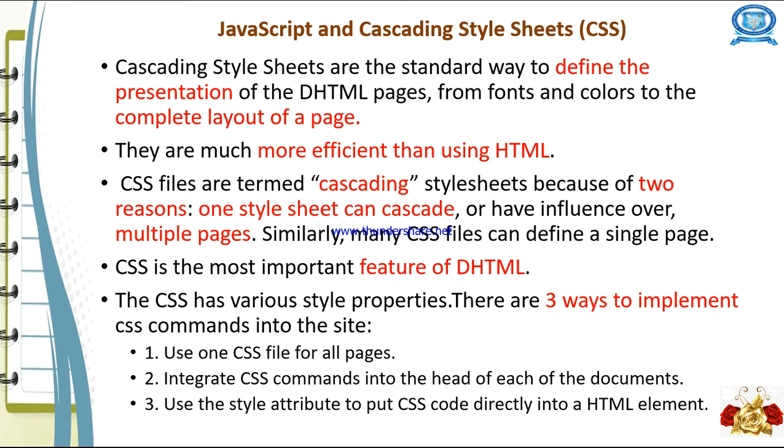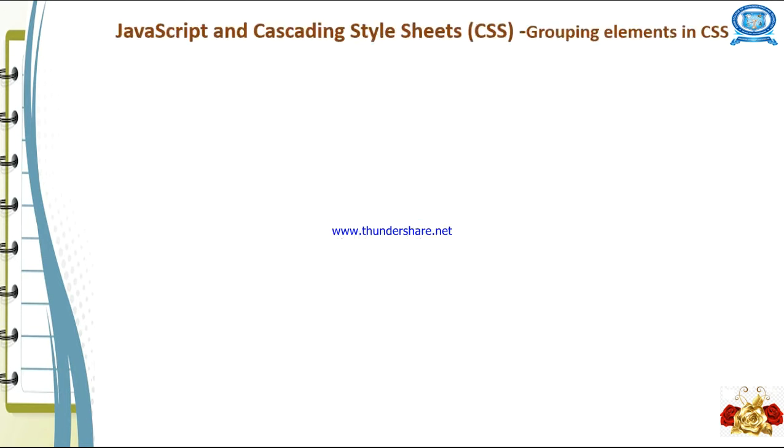A cascading style sheet has various style properties. There are three ways to implement it on the site. First, use one CSS file for all pages. Second, each of the documents can integrate the CSS commands. Third, use the style attribute to put the CSS code directly into the HTML element. So these are the three concepts we are going to implement in HTML.